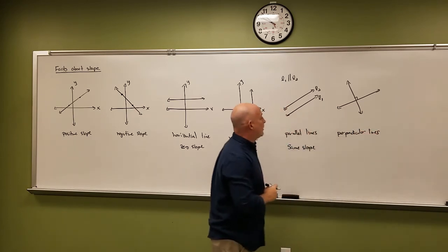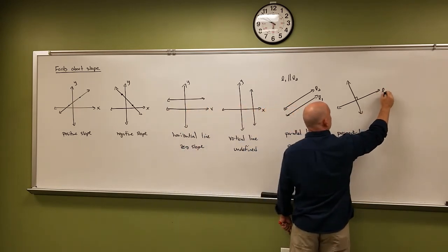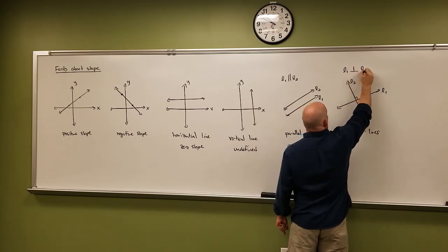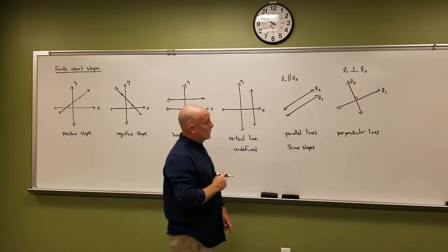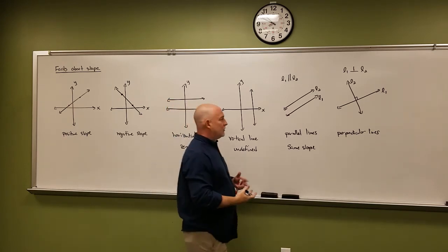Well, this one's a little bit harder to see. By the way, the notation for this: line 1 is perpendicular to line 2. It's a capital upside down T. All right, it's really hard to see from a picture like this, but you can kind of get the idea.